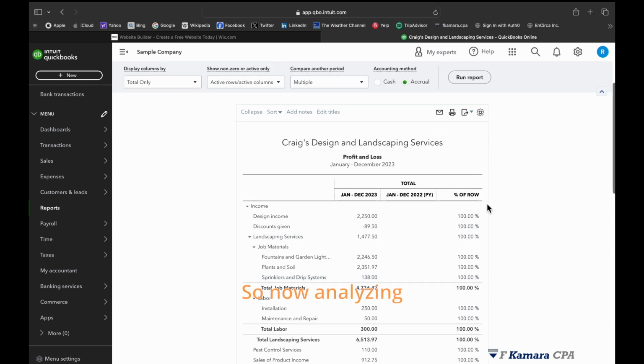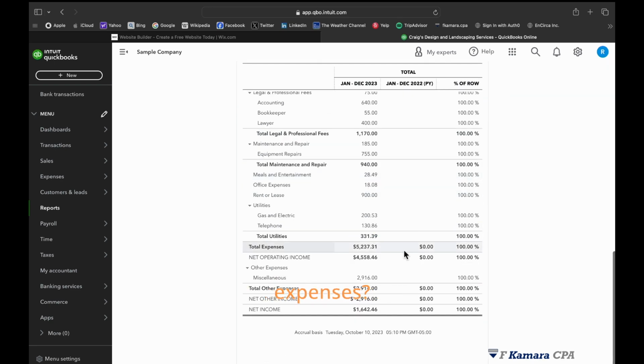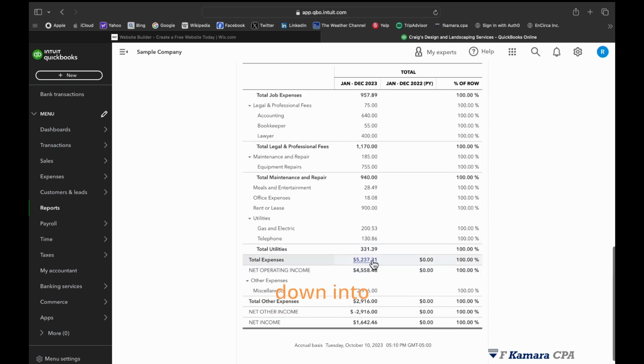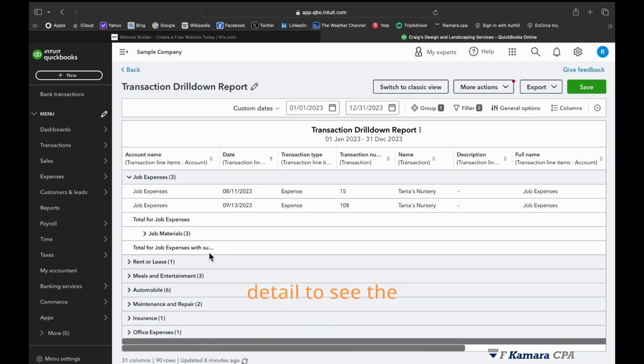Okay, so now analyzing the profit and loss report, you can help the client understand the profit and loss report and how it can help them with financial planning. When analyzing the profit and loss, look for discrepancies or things that look out of place, and review the total income, these numbers, to see the composition of the total income. What is the total expenses? And you can drill down into the detail by just clicking on these numbers. Once you click on those numbers, you can go into the detail to see the breakdown.